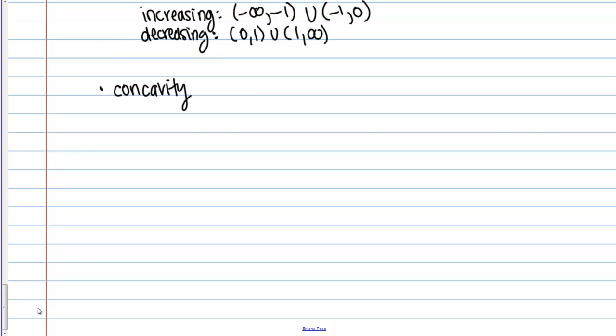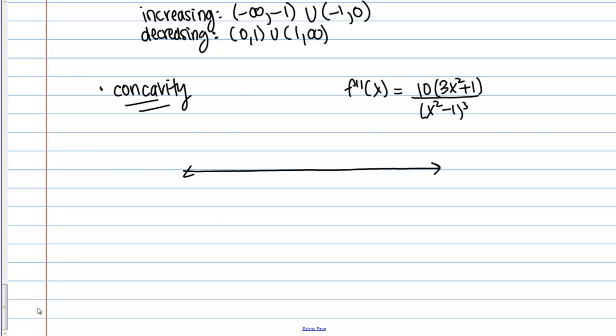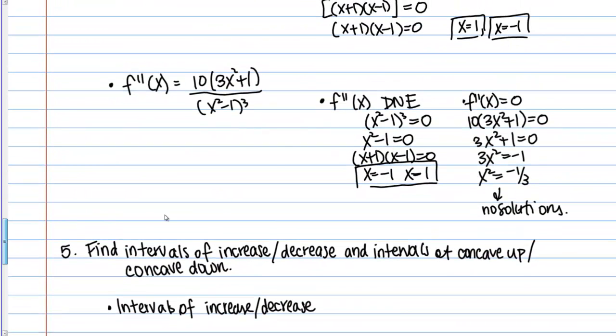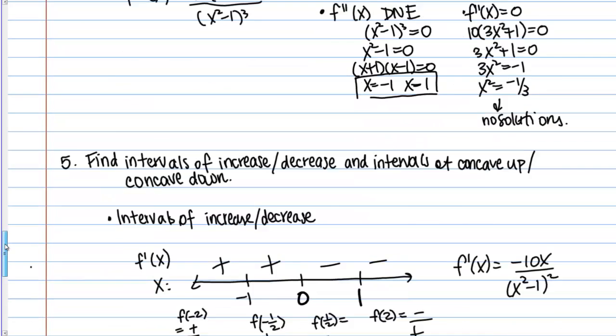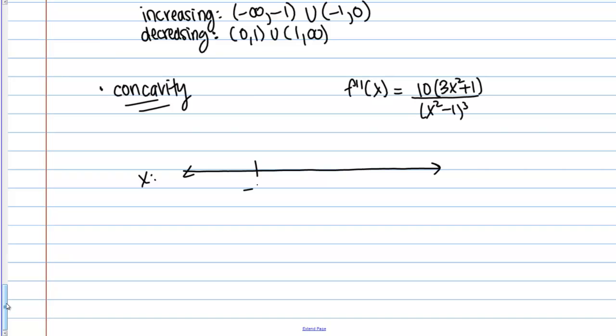Okay, so our concavity information is going to come from the second derivative, which was 10 times (3x squared plus 1) over (x squared minus 1) quantity cubed. So I'm going to set up a number line again in the same way, but I need to remember to use the points that were important from the second derivative. If I scroll back up here, we found that -1 and 1 were the important points there. So I just have -1 and 1 on my line, and I'm looking at the sign of the second derivative.